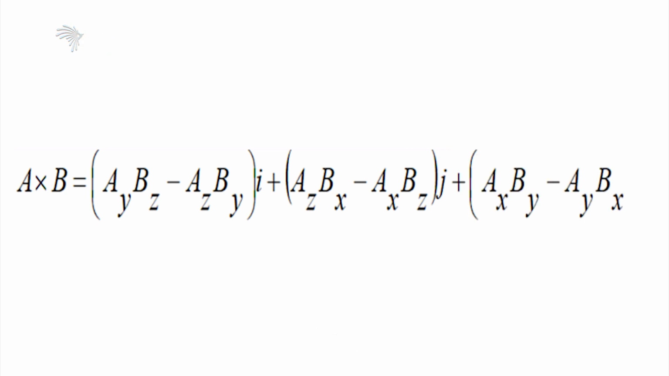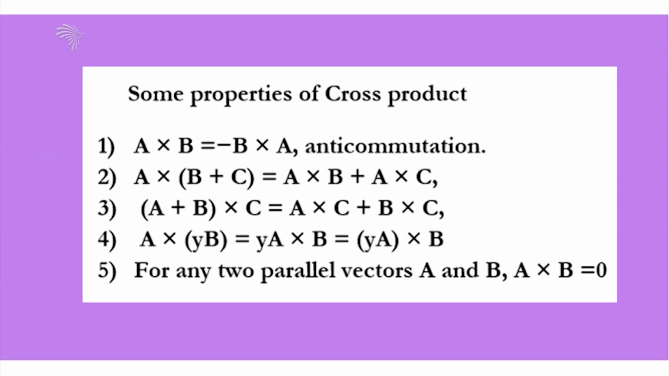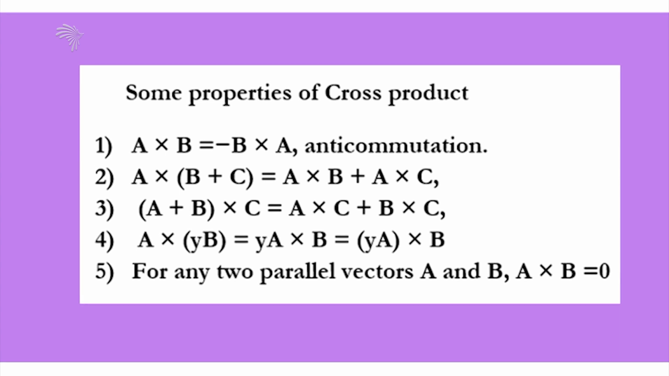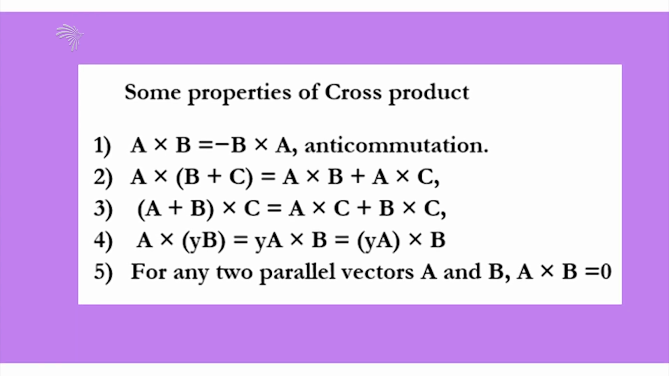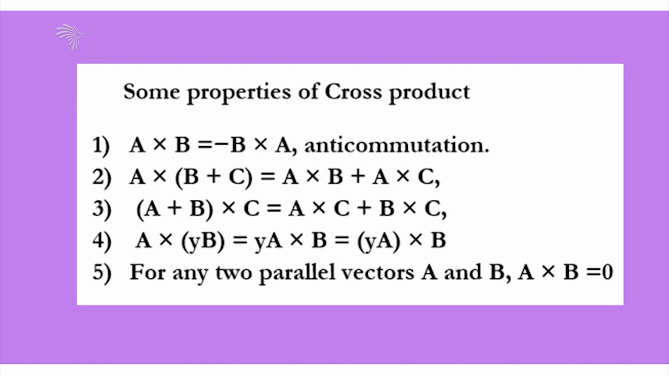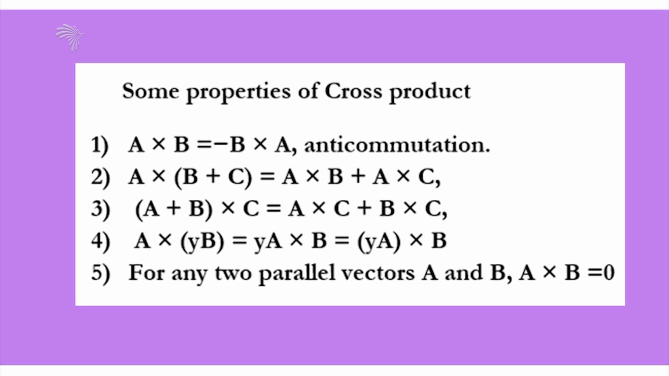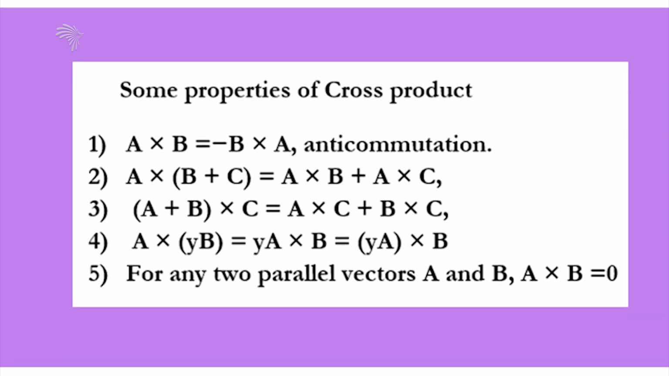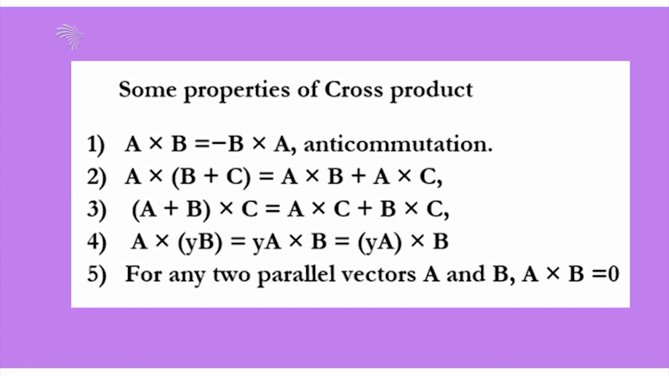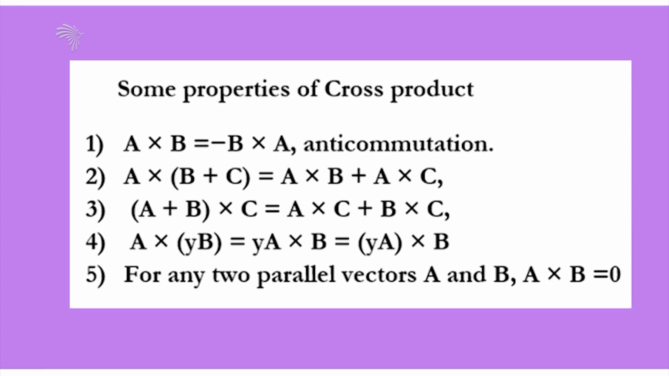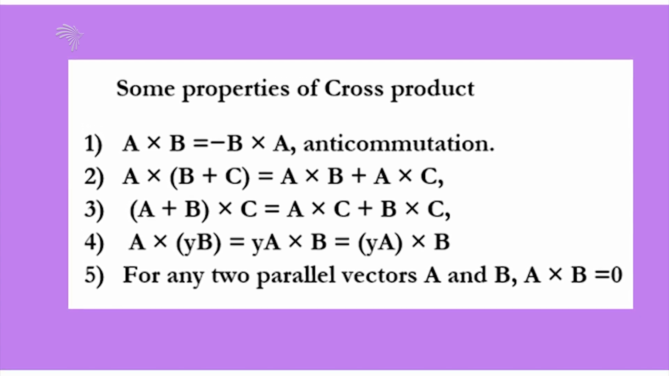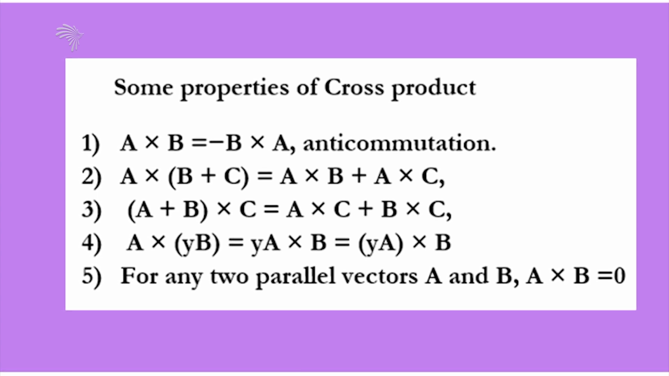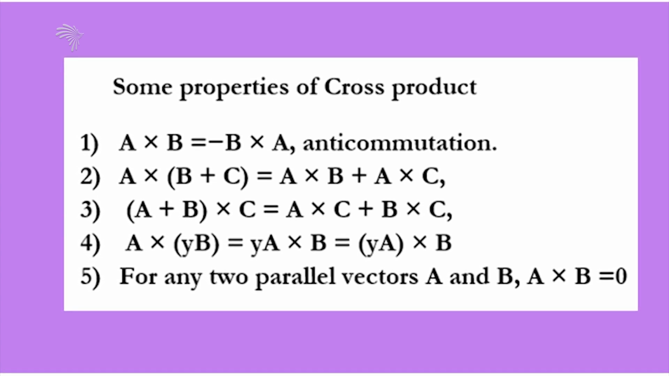So there are some properties of the cross product of two non-zero vectors. The commutative property is not valid or applicable for the cross product of two vectors, because A cross B is equal to negative of B cross A. But the distributive property over addition is valid, and there are also other properties that you can see on the screen. As I mentioned earlier, if the cross product of two non-zero vectors gives you a zero vector, then you can say that these two vectors are parallel to each other.